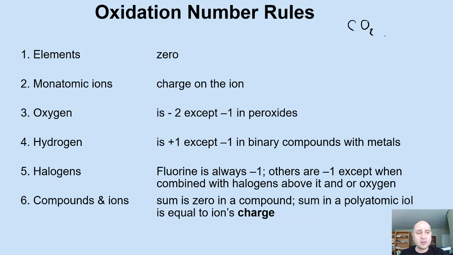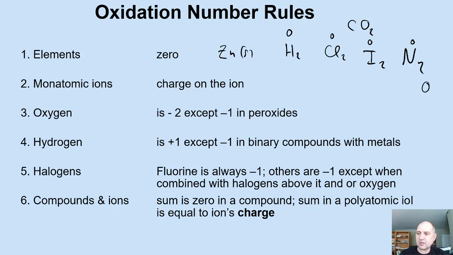First of all, elements by themselves, like zinc and copper as a solid, right? They always are 0. Also elements, the diatomics, when they're bound to themselves, like hydrogen, chlorine, iodine, nitrogen, any of those diatomics also have an oxidation number of 0. And I should put oxygen in this bunch. If it's O2, it's going to be 0. Monatomic ions, charge on the ion, right?